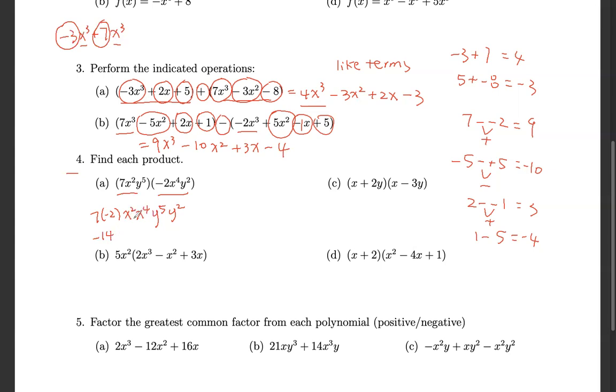x squared times x raised to 4. Same base, we add the exponents. So x raised to 6. y raised to 5 times y squared: 5 plus 2, 7, y raised to 7. That's it. That's the answer.